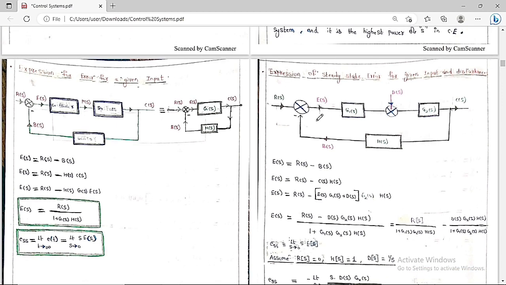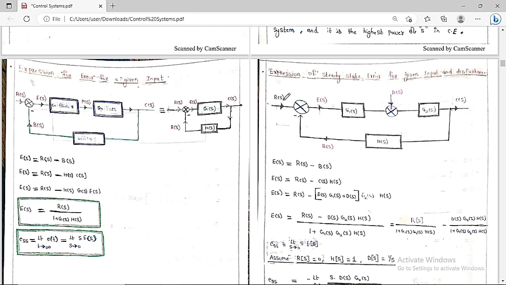Now the next concept is the expression of the steady state error for a given input and the disturbance. I am going to figure out the expression of the steady state error for a given input as well as the disturbance also. You can see clearly this is the block diagram that we are going to represent.